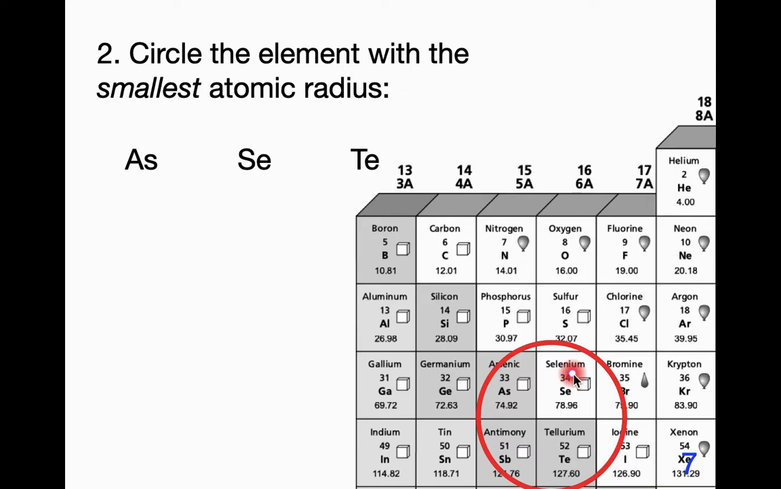And then also atoms get larger as we go down. So selenium would be both smaller than arsenic and smaller than tellurium. But we could also say, well, gee, it's also the one closer to helium. And helium, again, is the smallest.